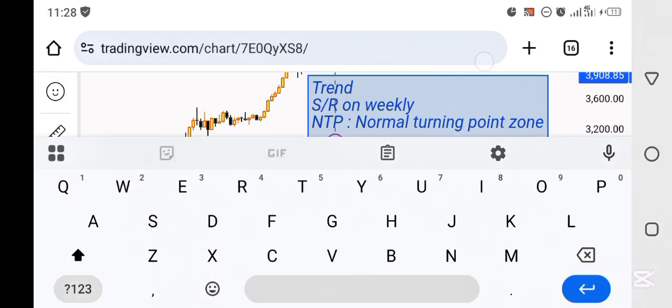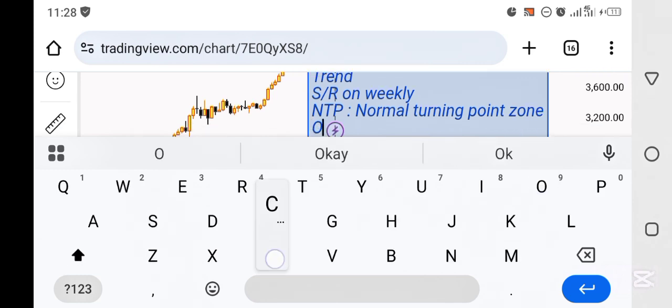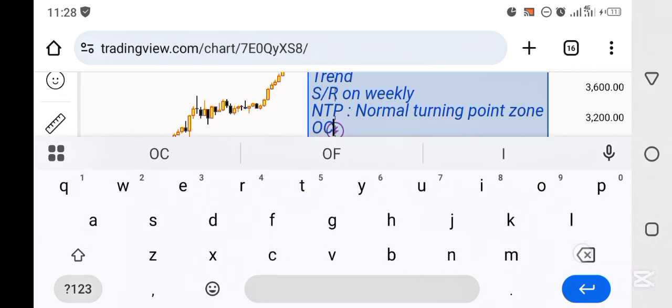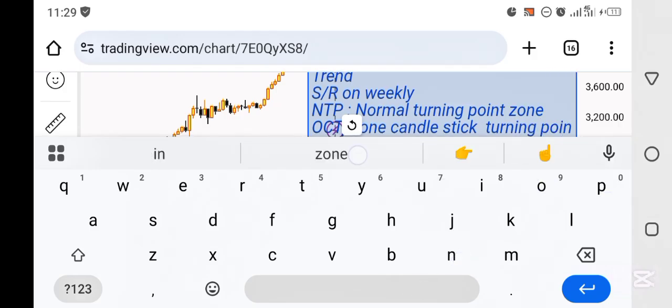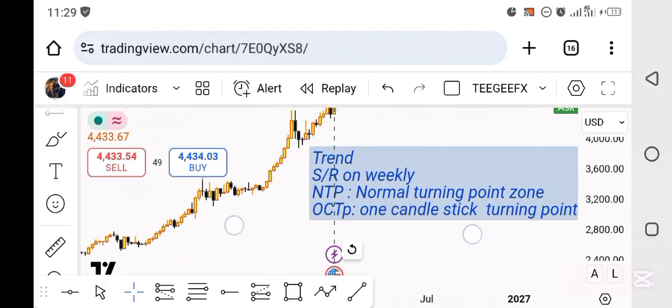So we have the OCTP, which means one candlestick turning point. So these are the things I look out for.